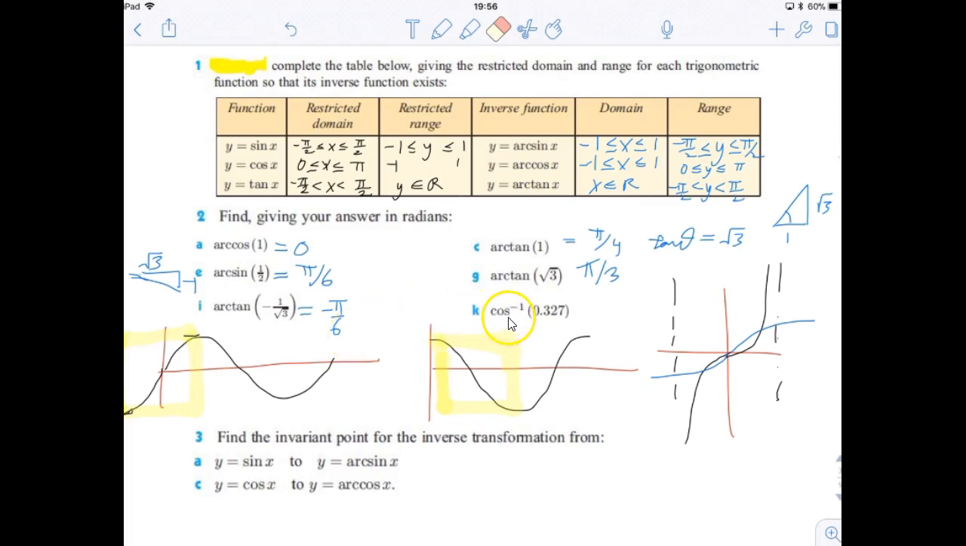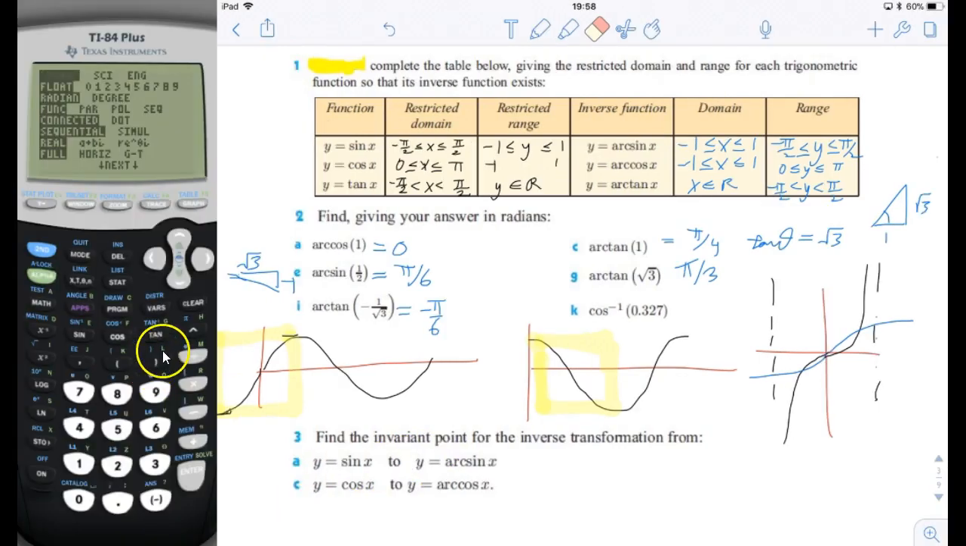Finally, inverse cosine of 0.327. Okay, now this you would need a calculator to do. Hold on a second while I put that in my calculator. I got my calculator here. First thing I do is I press mode, I go to the screen, and I make sure my calculator is in radians like I want it to be. Then I am going to type in inverse cosine, which you do by second cosine, 0.327. Enter. And I get 1.24 for the radians answer.